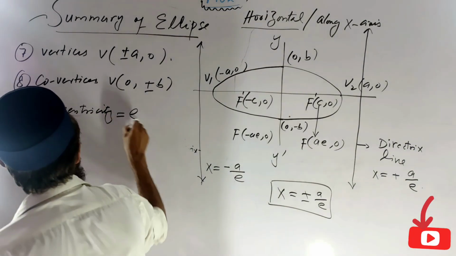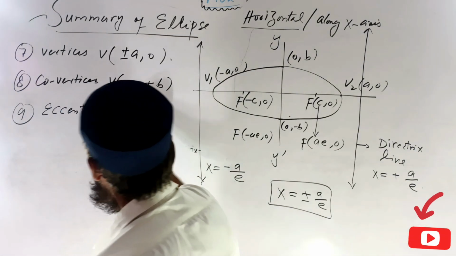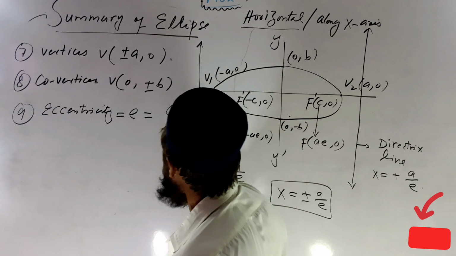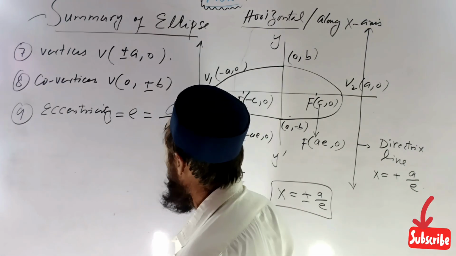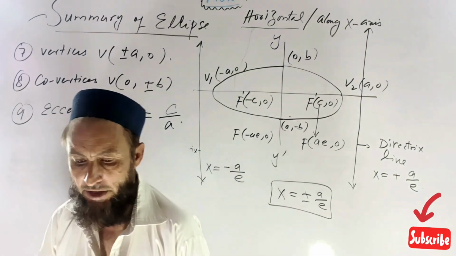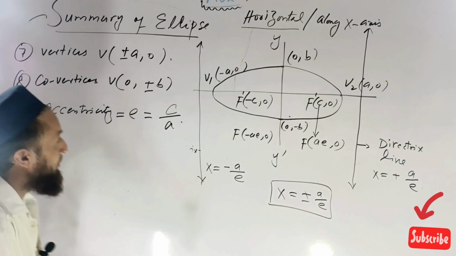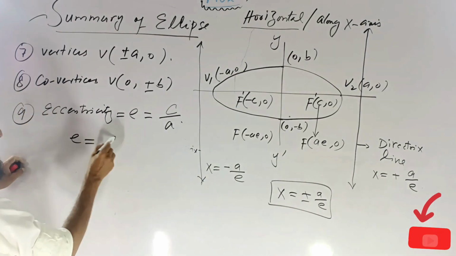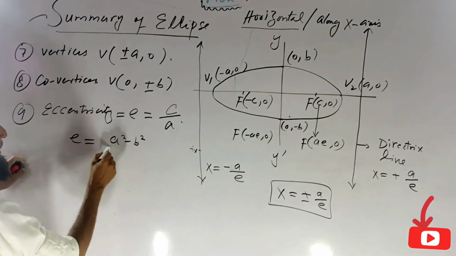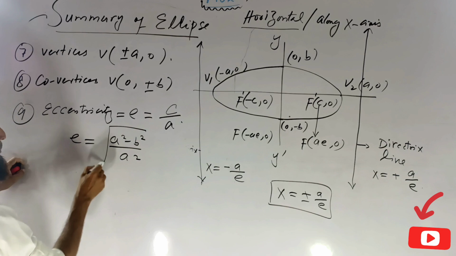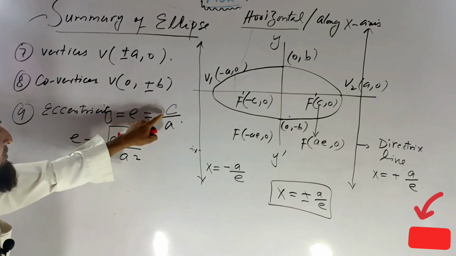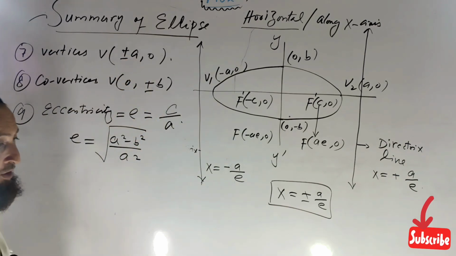So question number 9, eccentricity is denoted by E. So that is the symbol, and the formula is C divided by A. And we can write the formula also: E is equal to the square root of A square minus B square divided by A square. We have already done it: C is equal to the square root of A square minus B square.